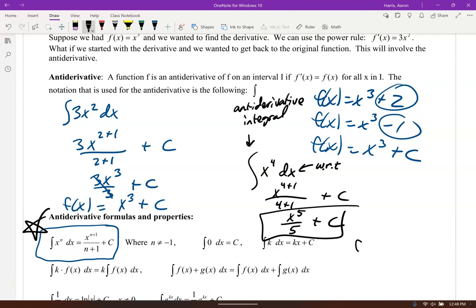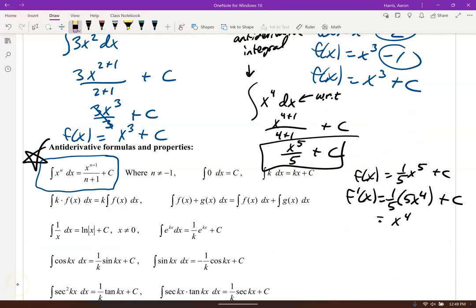In other words, if I take this derivative, of the constant 0, see how we get back to x to the fourth? Right? So we're just going backwards. That's all we're doing. So that's the way you can check it. At the end, take the derivative, you should end up with whatever you're taking the integral of or taking the antiderivative of. So here's a bunch of rules, formulas, and their properties.